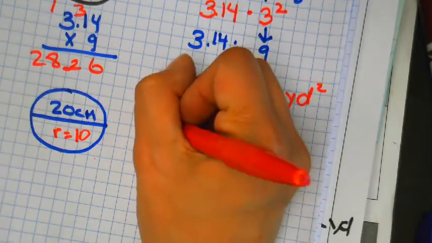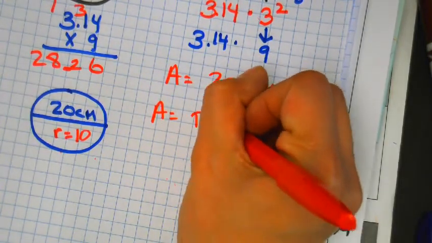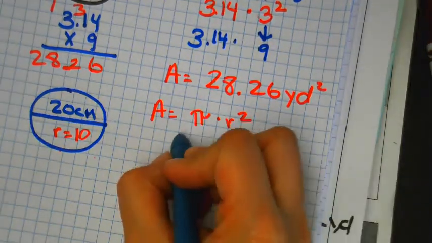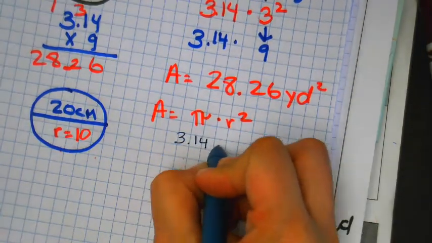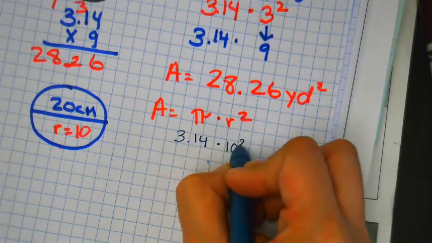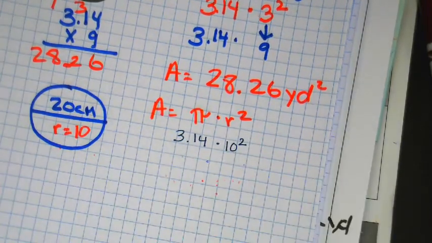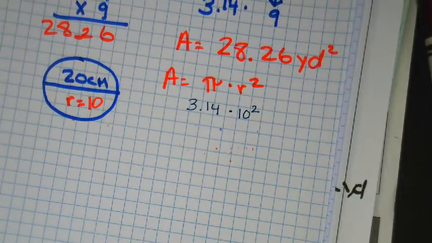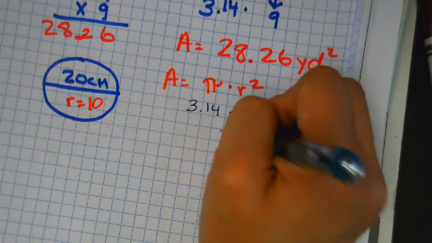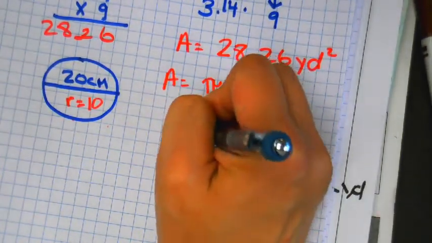So area is equal to pi r squared. So 3.14 times, what's my radius? 10 squared. What's 10 squared? What's 10 times 10? Very good. 100 times 3.14.